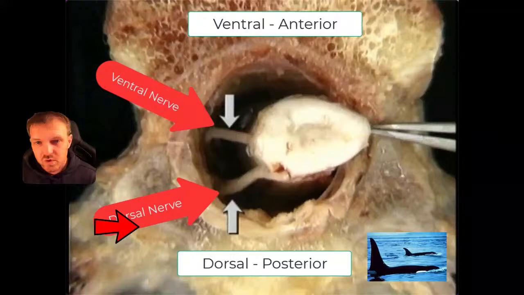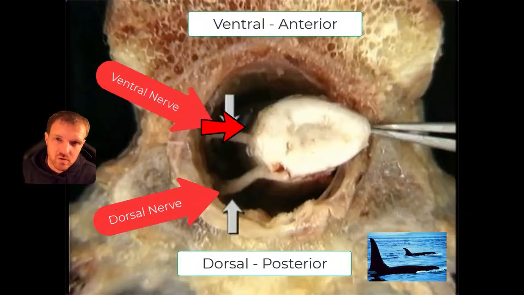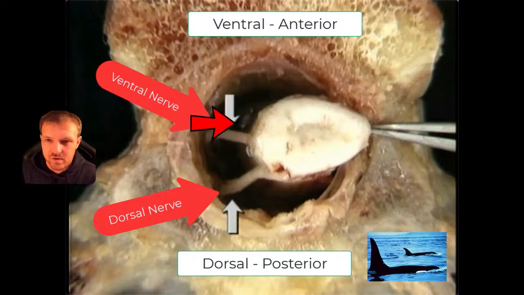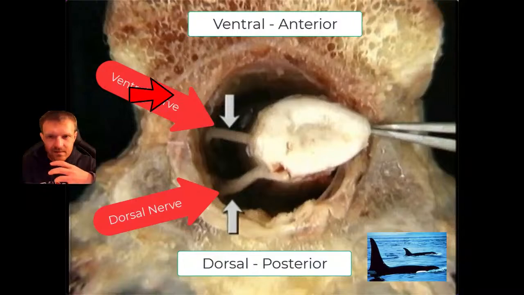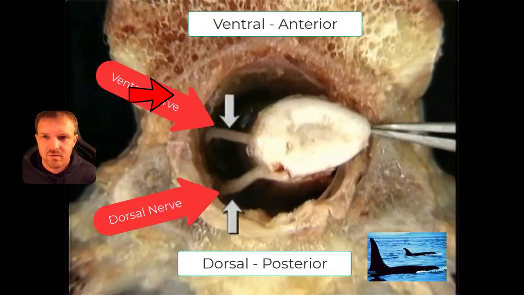So we've got dorsal or posterior nerve roots, and then ventral or anterior nerve roots. So in the spine, they're given different names for exactly the same thing. It's not an anterior nerve and a posterior nerve, although you could say that, but it's usually called ventral and dorsal, okay, just because of what it is.